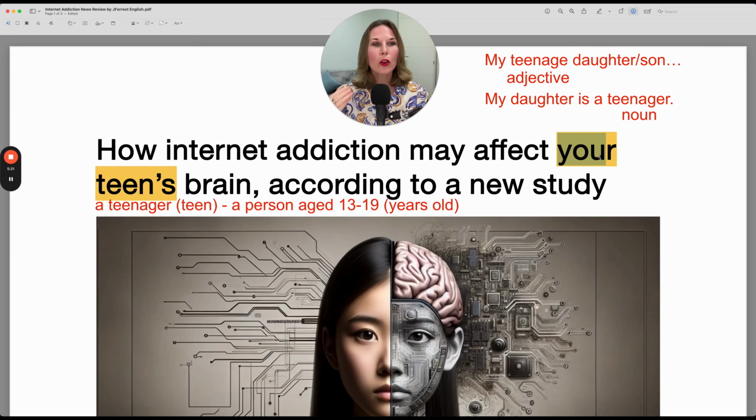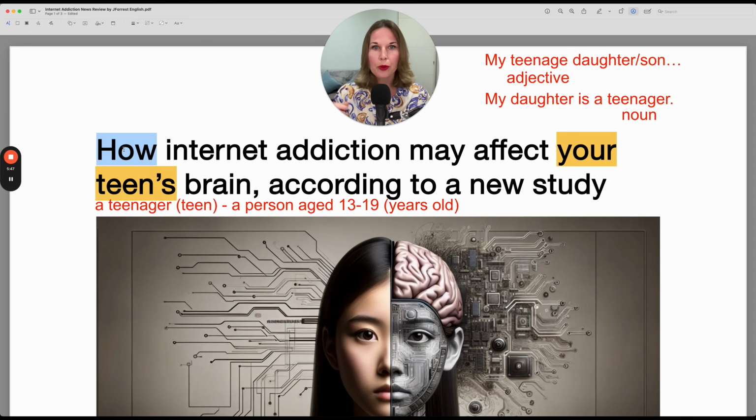So in this article, the use of your, this article is speaking to a parent who has a teenage daughter or son. So by saying your teen's brain, it means your son's brain, your daughter's brain, and your son or daughter is a teenager.